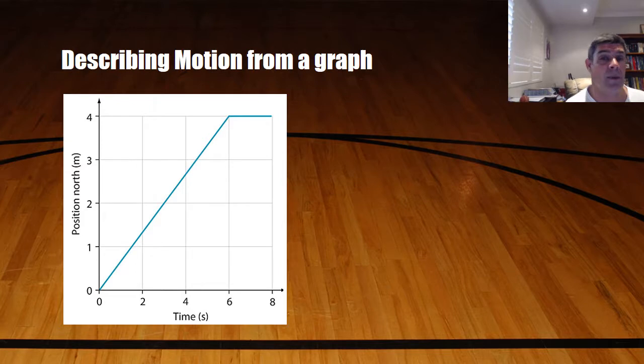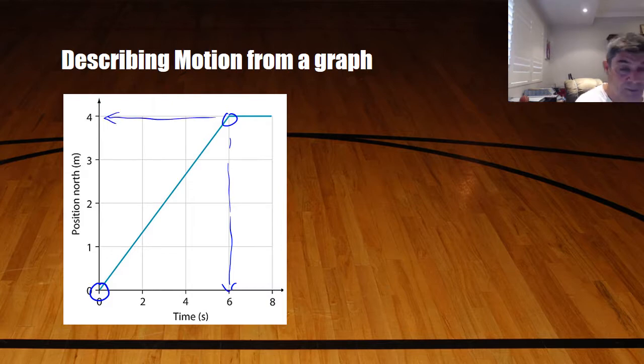So when we look at describing motion from a graph, what we have to do is identify different regions within this graph. So at this point here, the object has started from a starting position. At this point here, we know that it has been traveling for a total of 6 seconds, and it is now 4 meters north of its initial starting position. At that point, for the next 2 seconds, its position does not change. So therefore, its displacement from here to here is 0. This is what we mean when we're talking about describing motion using graphs.